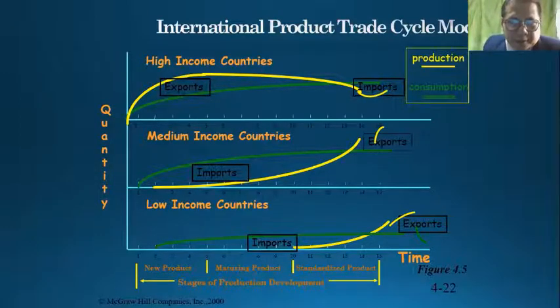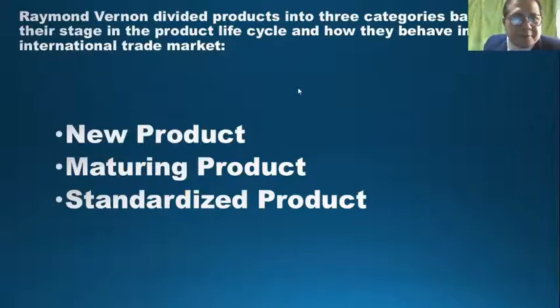Okay, no question. So therefore, Raymond Vernon divided products into three categories based on their stage in the product life cycle and how they behave in international trade. We have the new product, we have the maturing product, and we have the standardized product. By next meeting, we will have a very exciting topic on the first movers. That is the strategy of Jack Ma, the strategy of China.